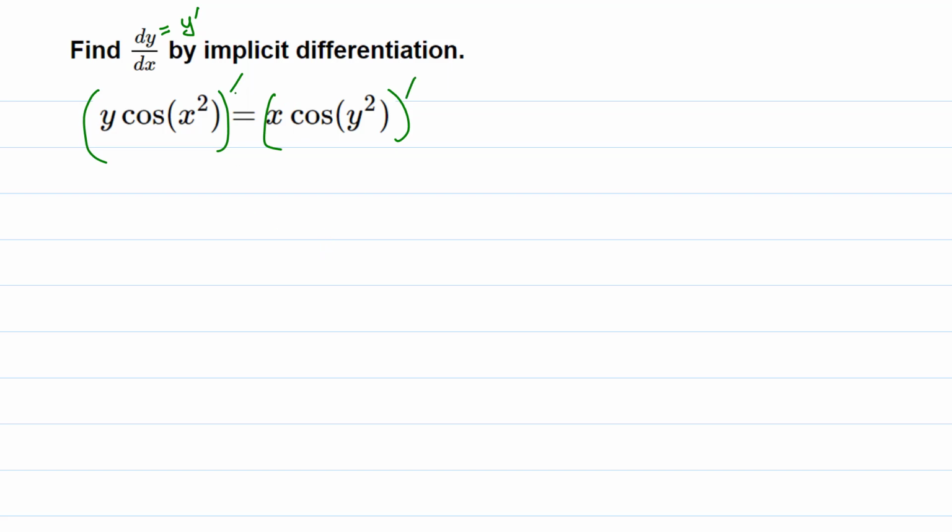When we do this, we have y and cosine x squared. There is no sign, which means a product. Same thing here. So we use the product rule here and here. So what is that? u times v is u prime v plus v prime u. So let's do that.